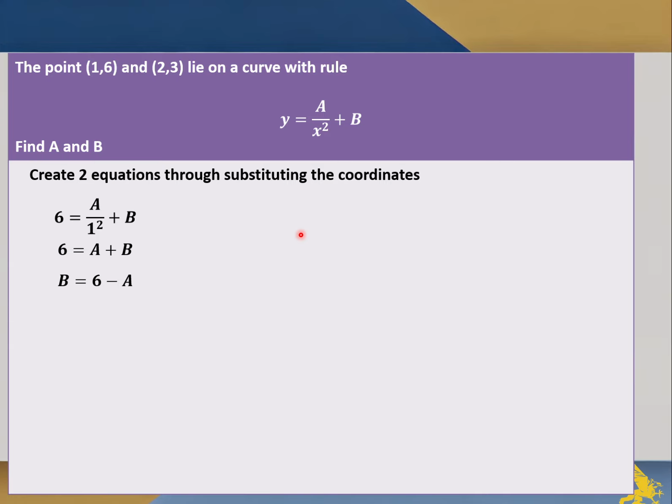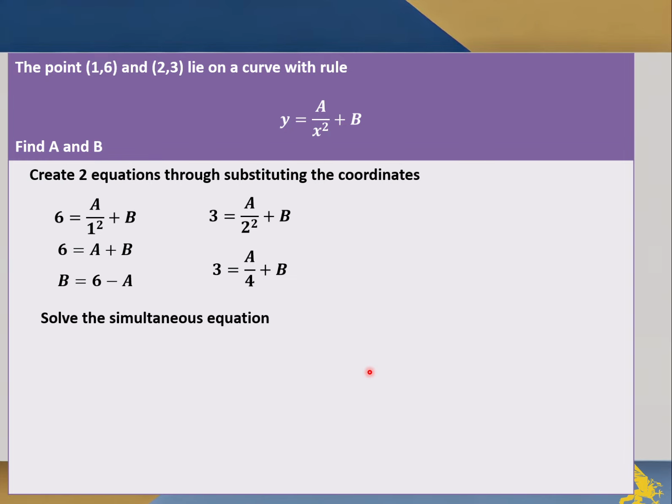Then I'm going to make the second equation, so I'm using 2 and 3. 2 squared is 4, so I'm left with 3 is equal to a over 4 plus b. Now, the reason why I got a variable by itself over here is simply I can grab it and substitute it into my second equation. And secondly, I saw that this first equation that I wrote down would be easier for substitution.